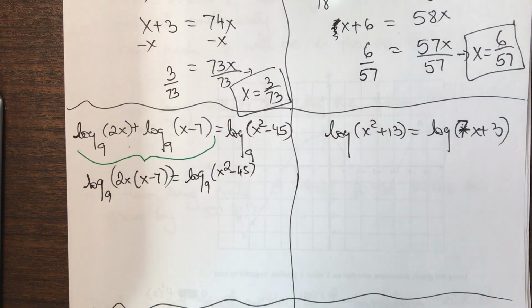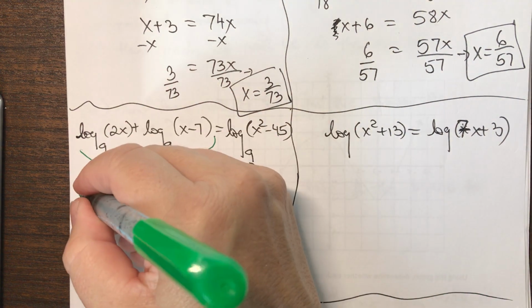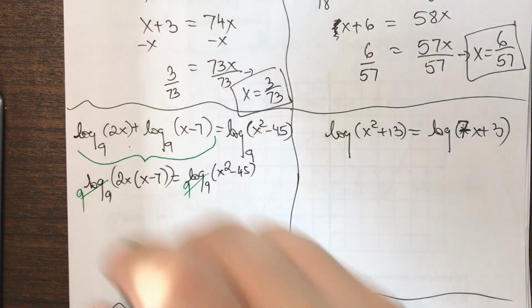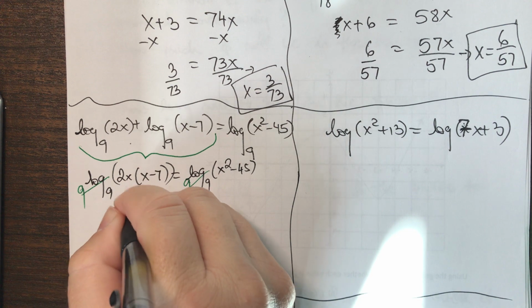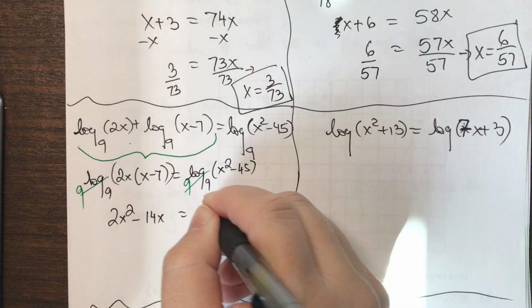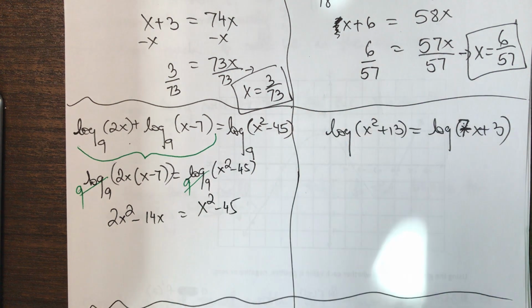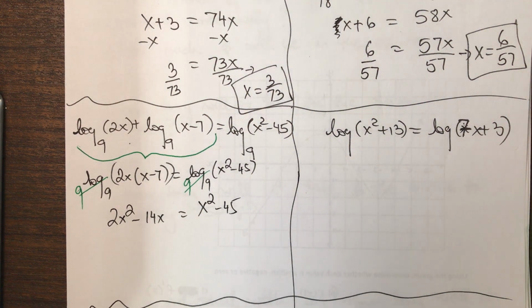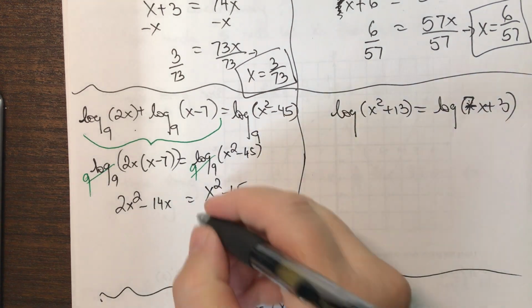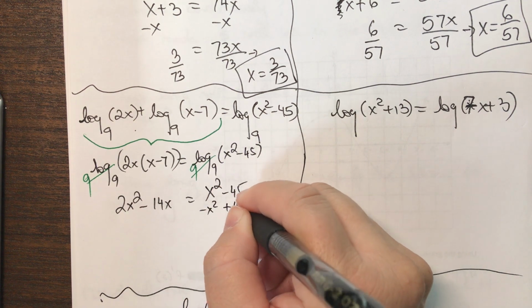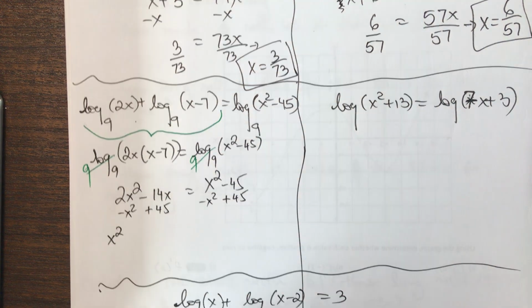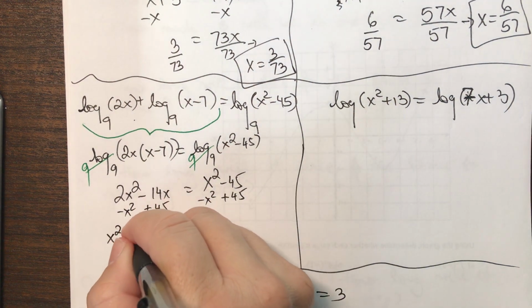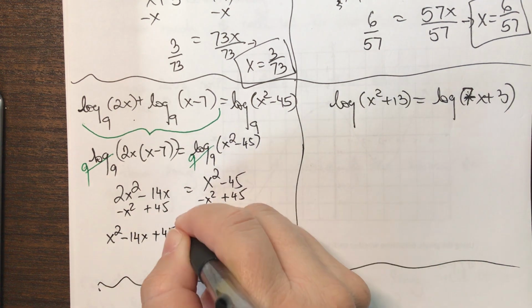And now we have a log equal to a log, we can drop the logs again. What makes those logs drop? A simple base of 9 under each one of them. That's why I removed them, but you don't have to write that. So what I have here is simply 2x squared minus 14x is equal to x squared minus 45. And now finally we have a little bit more to do. We have a quadratic equation. So definitely for quadratic equations, what do we do? Move everything to one side. So combining these like terms will get me 1x squared minus 14x plus 45 is equal to 0.